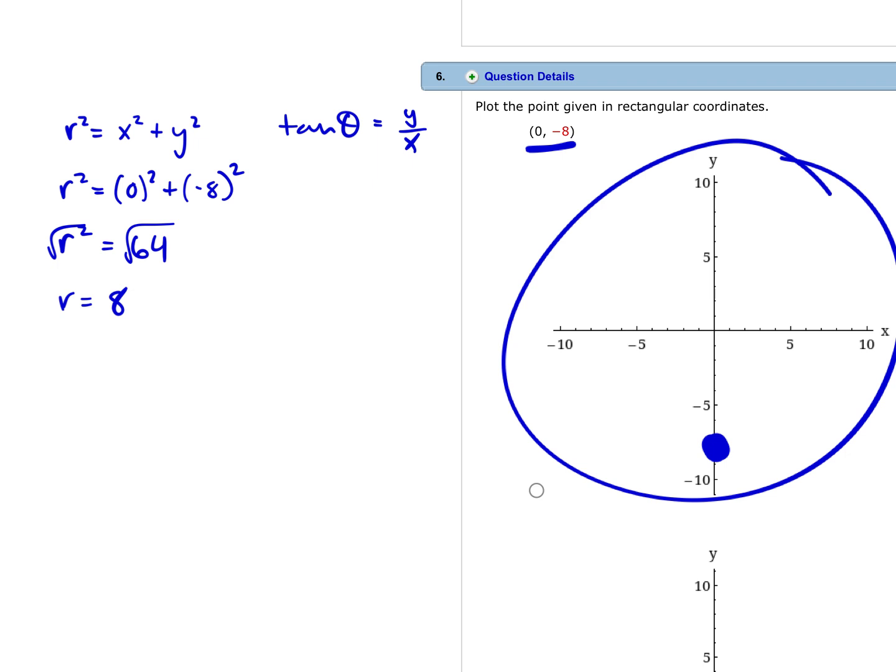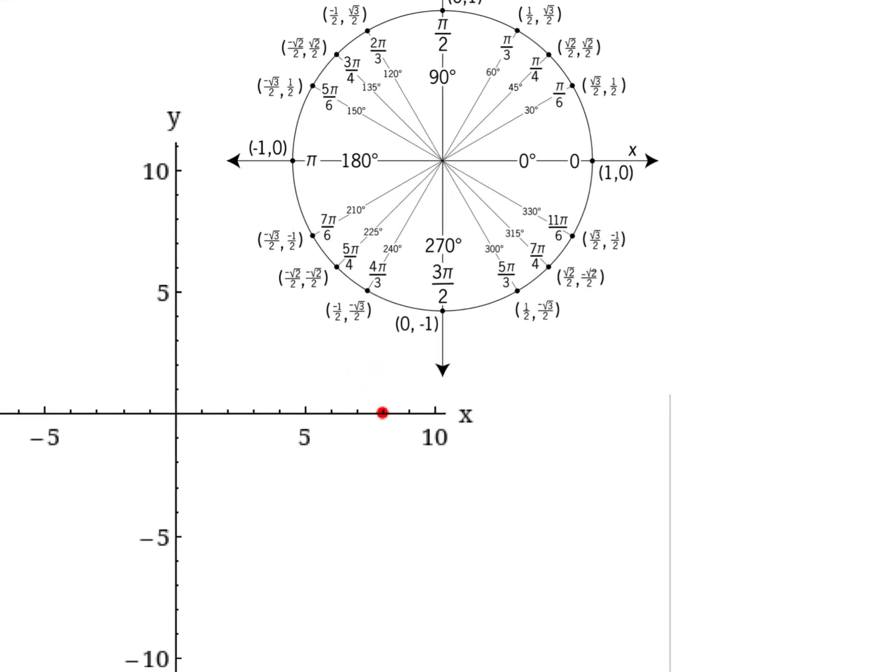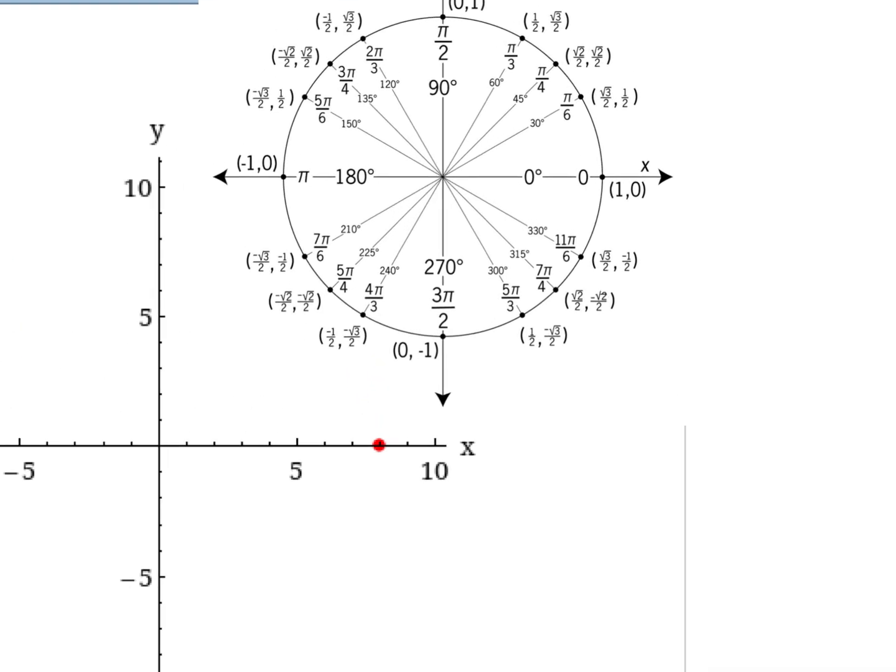Now let's find our theta. Tangent of theta is equal to negative 8 over 0. This gives us undefined. So we can't really simplify this, but let's see where on our unit circle we would get undefined for theta. And keep in mind, our point is on the y-axis down at the bottom. So that's really going to tell us where we need to look. What theta would give me y over x is undefined? 3 pi over 2. Perfect. Which ends up being in the same spot that we plotted our point.